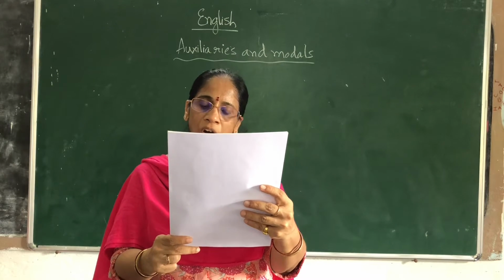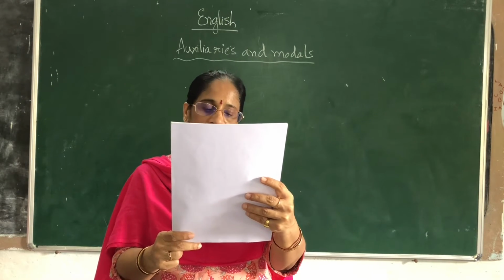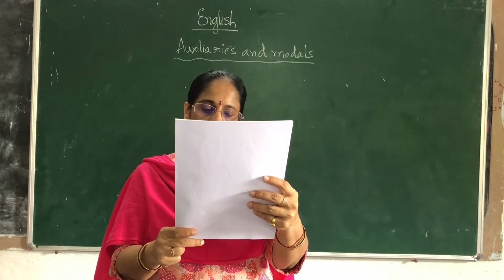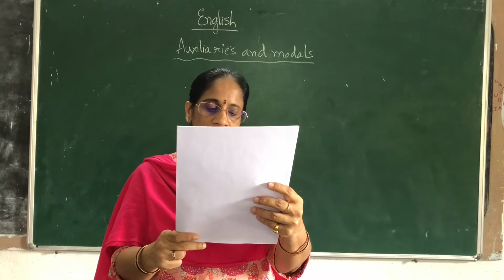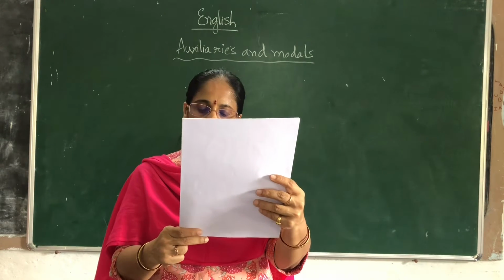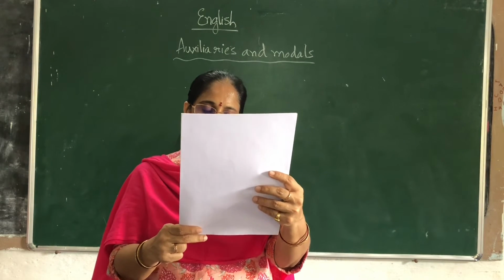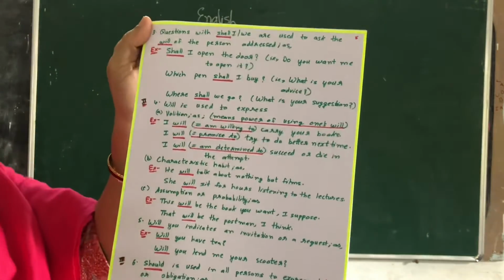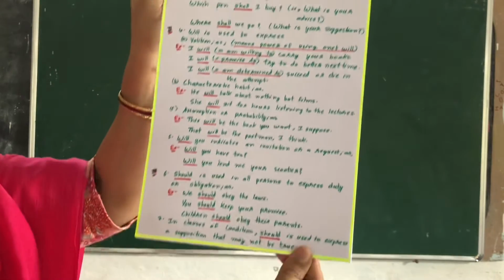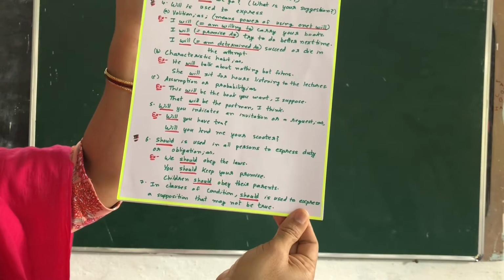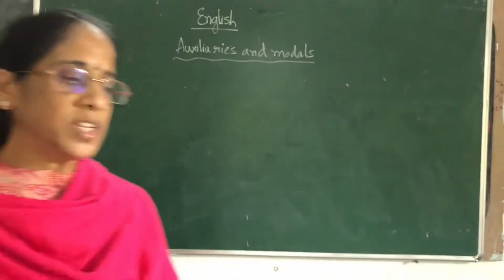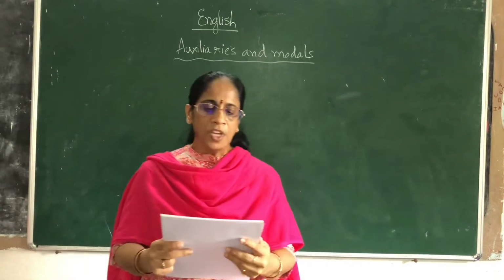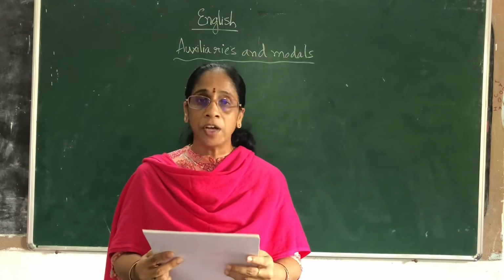Should is used in all persons to express duty or obligation, as in: We should obey the laws. You should keep your promise. Children should obey their parents. In clauses of condition, should is used to express a supposition that may not be true. Now coming to the examples for this: If it should rain, they will not come. If he should see me here, he will be annoyed.